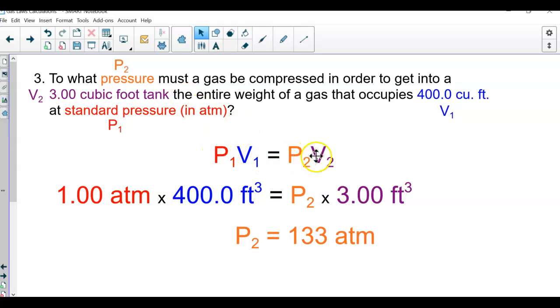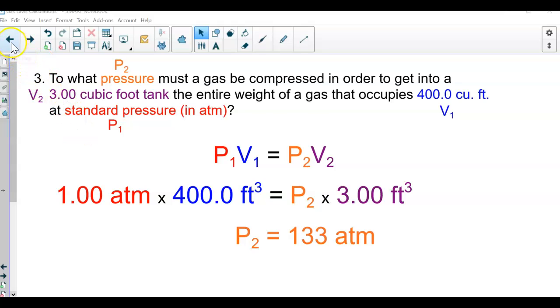So P1 V1 equals P2 V2. I have 1 ATM and 400 cubic feet, so I'm just plugging my givens in from my word problem that I labeled carefully. Then I plug in 3 cubic feet, and I see that I have 2 volumes, and they're both the same unit, so I can use them mathematically. Multiply the left, divide by 3. When I divide 400 cubic feet over 3 cubic feet, mathematically I get 133 ATM because cubic feet cancel.